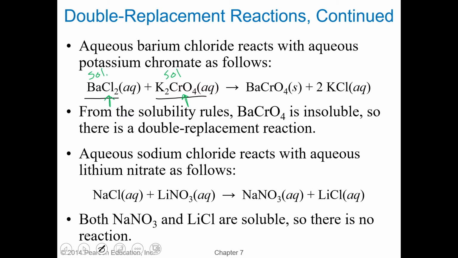Okay, so now I'm going to pretend like the switcheroo happened. So I write my products out as if it's happened. And then I say, okay, chromate. Now I've got to go back to my list again. Typically insoluble. See Rule 1 exceptions. Barium is not a Rule 1 exception. Therefore, barium chromate is an insoluble solid.